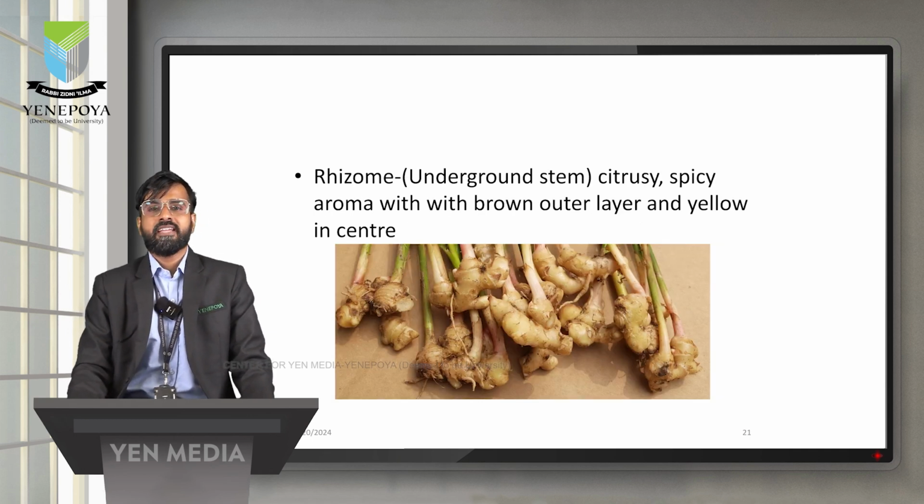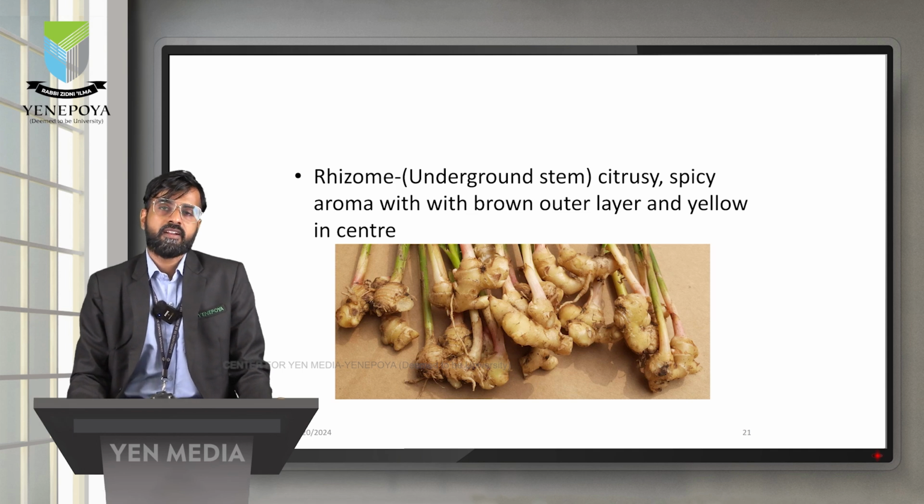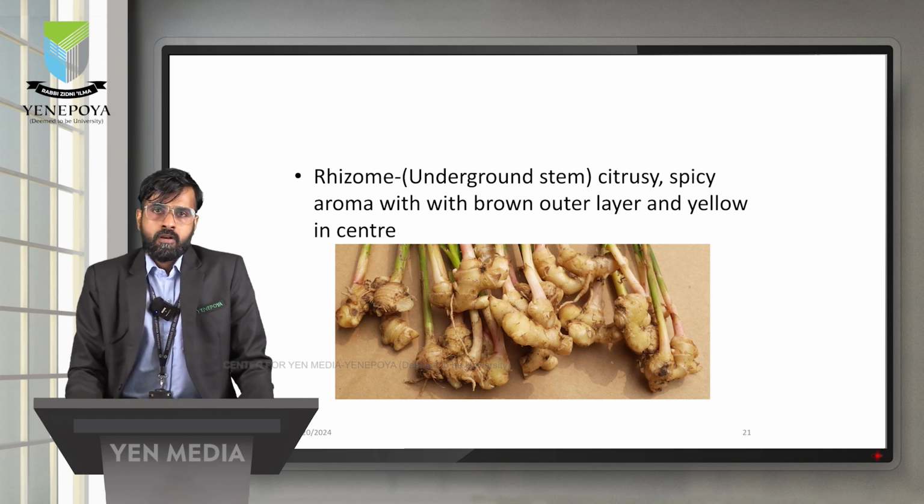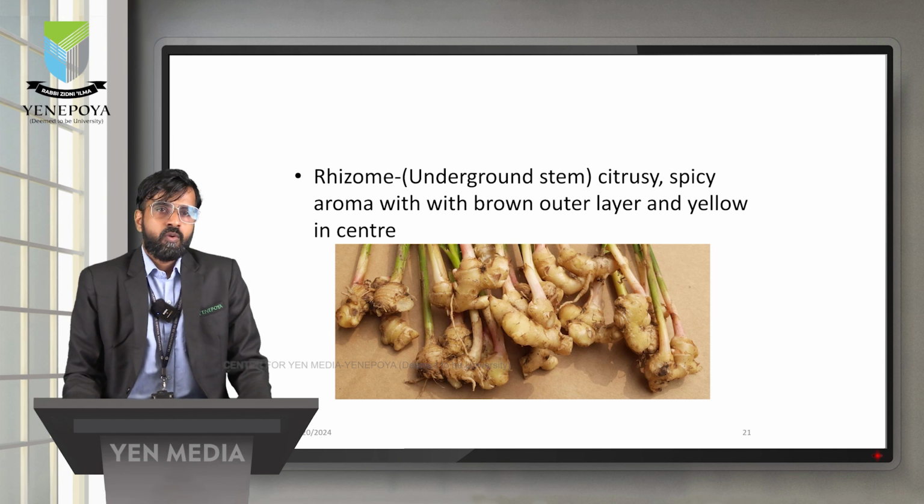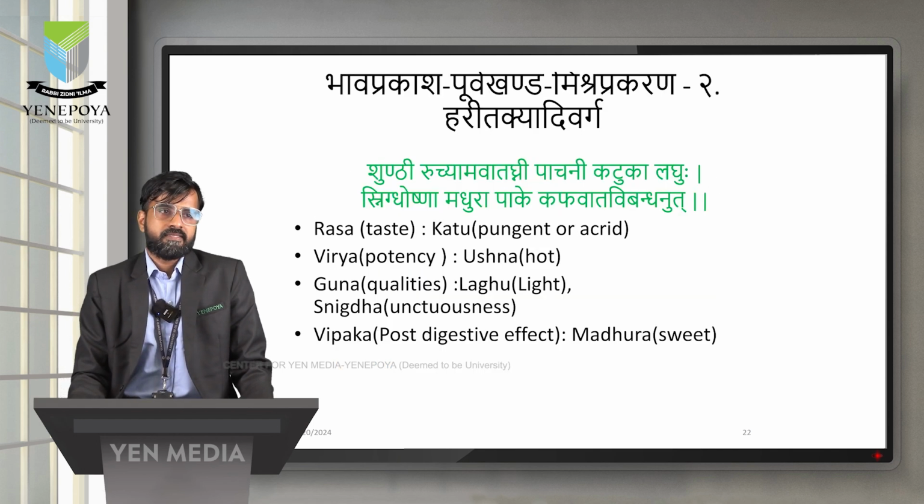See, the rhizome again is an underground stem modification, and you can find a specific aroma, a citrusy or spicy aroma, with a brown outer layer and yellow in the center.